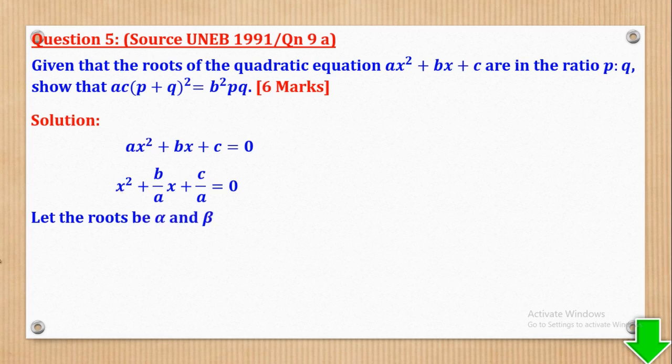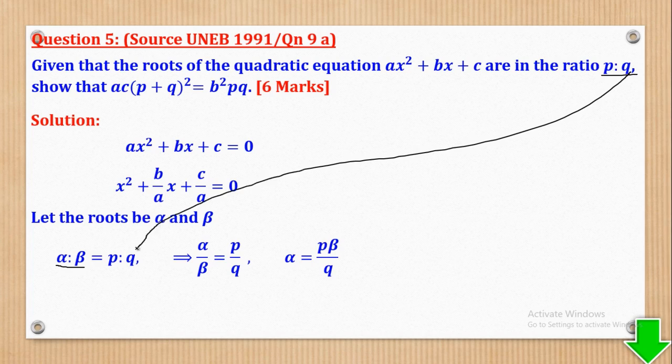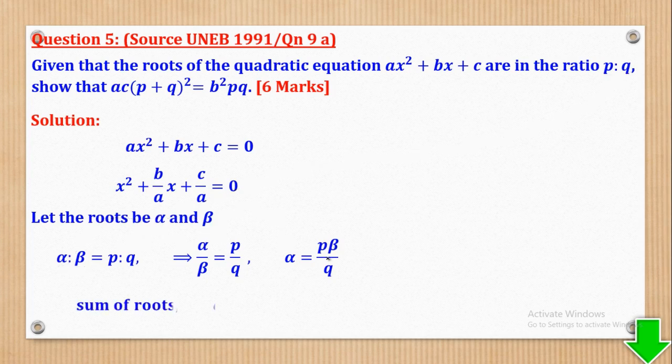Therefore, now we shall say that let the roots be alpha and beta. When they are alpha and beta, we are given that the ratio of those roots is p to q. That's why you see alpha to beta is equal to p to q. This means that alpha over beta is equal to p over q. Therefore, when I make alpha the subject, it will be equal to p beta over q. And sum of roots is equal to negative b over a, which is here.